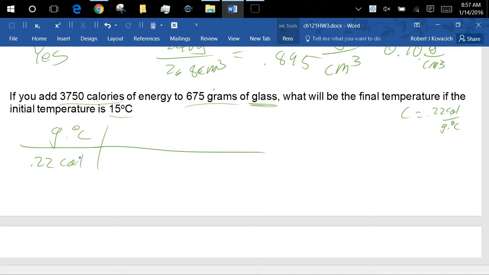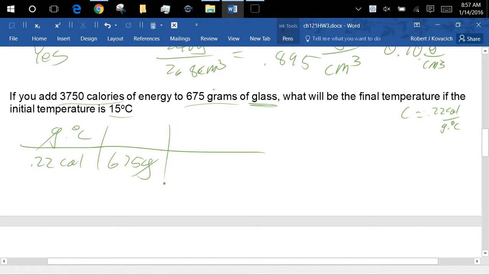So I need to get rid of grams and calories. What do you want to do? Okay, so I was given a gram value, and I'll toss the 675 grams in the denominator. That way my gram unit cancels out. Okay, great. Now what? Put the calorie in there. Okay, so I'm going to put 3,750 calories here and cancel that calorie out, and then I'm going to get an answer that's got degrees C in it.